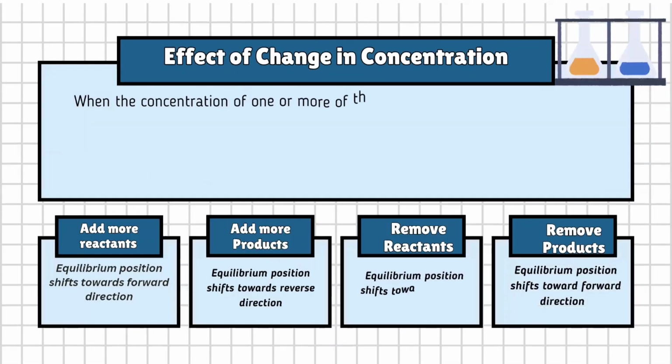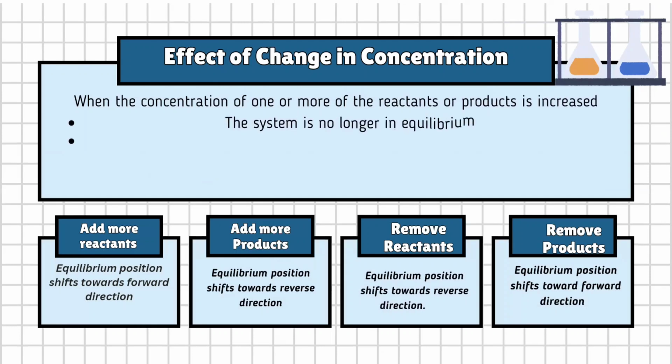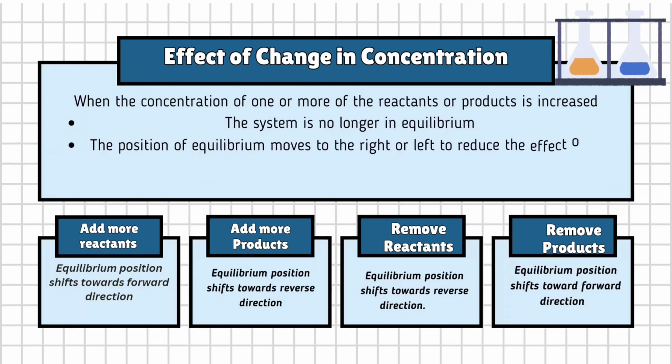So, how does the concentration change affect the equilibrium position? When you add one or more of the reactants or products at the equilibrium position, the system is no longer in equilibrium. Now, the position of equilibrium will move toward that side to reduce the effect of increase in concentration of reactant or product, because whenever some stress is applied on that position when the thing is stable, then it wants to re-establish that stability.